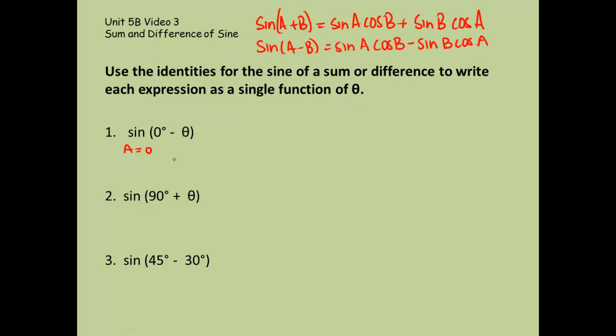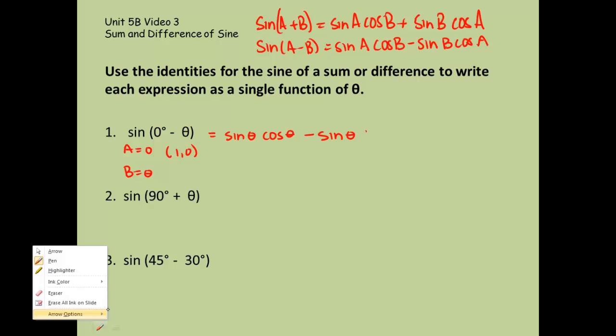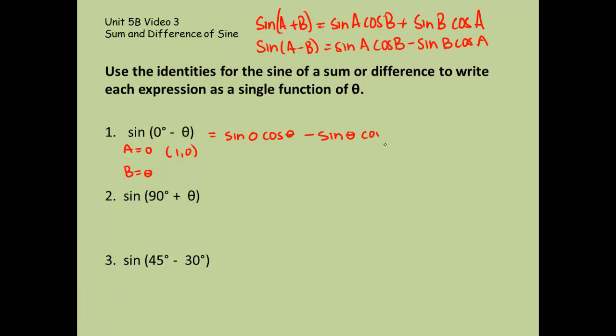So here angle A is 0, and we use the ordered pair (1, 0). And our B value is theta. So my formula: the sine of 0 times the cosine of theta, minus the sine of theta and the cosine of 0. I got carried away with my theta symbols. So make sure that you have A first, then B, B, then A. So the B's match in the middle.